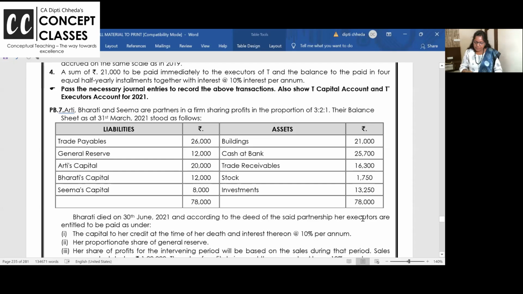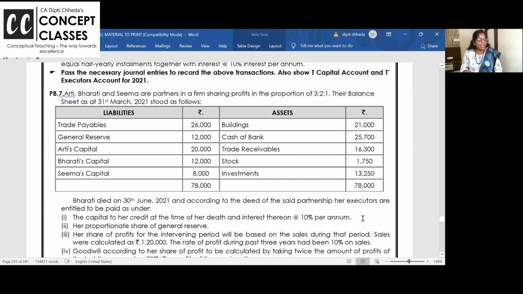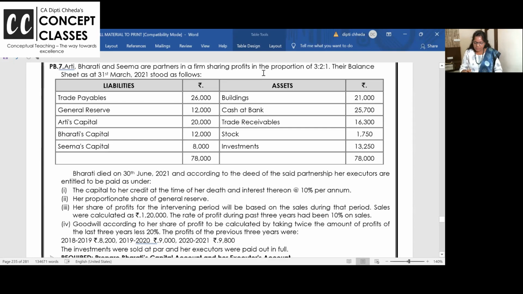Seventh problem we are doing. Aarti, Bharti and Seema are partners in the firm sharing profit and losses, and all the other details are given to you. For March, Bharti died on 30 June. Immediately 3 months profit she will get. Capital of the firm. Bharti is which partner? Middle partner. Take the profit sharing ratio correctly.